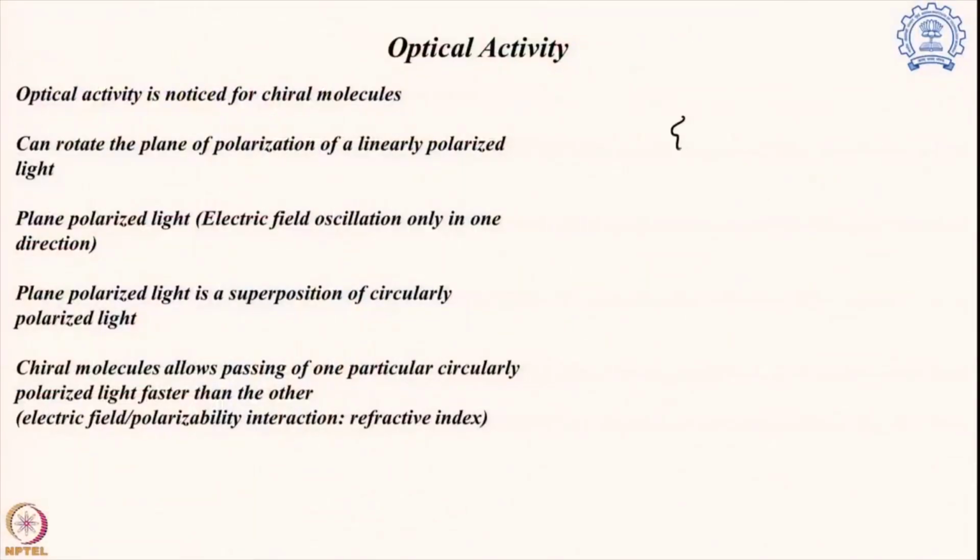So say I have my chiral molecule present over here, and a plane polarized light is going through there. So we can see actually it is not a simple plane polarized light, but it is actually a combination of right hand circularly polarized light and left hand circularly polarized light, which are at the same phase. So that's why I am always getting the plane polarized light over here.